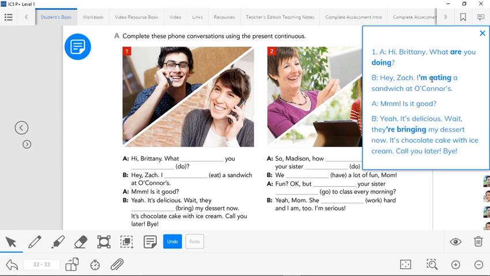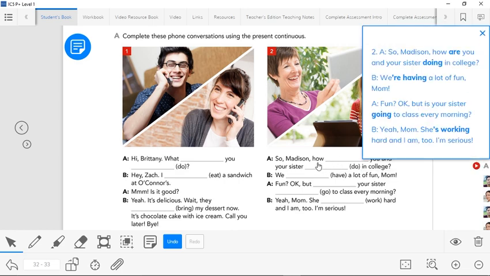Hi, Brittany, what are you doing? Hey, Zach, I'm eating a sandwich at O'Connor's. Is it good? Yeah, it's delicious. Wait, they're bringing my dessert now. It's chocolate cake with ice cream. Call you later. Bye.